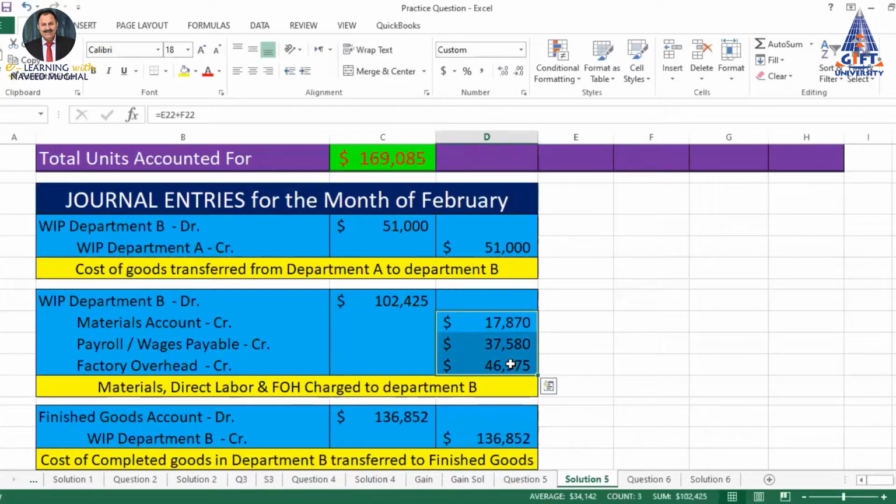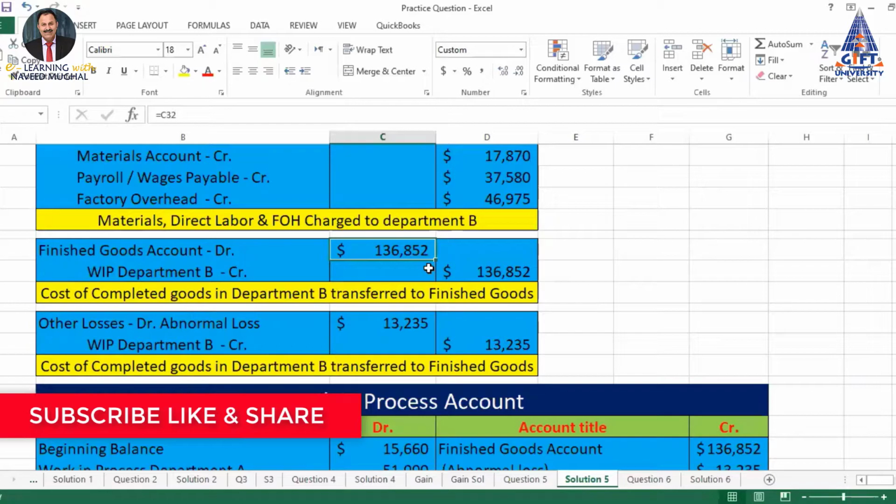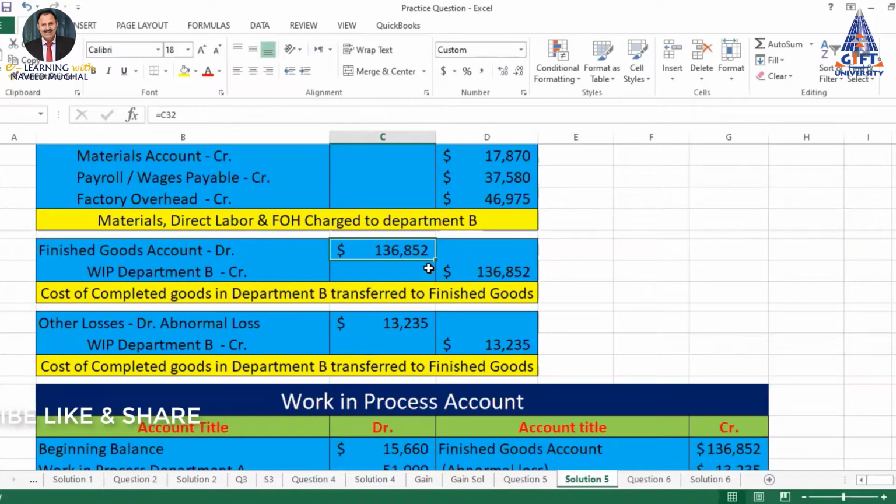When we have the total of these figures, we will have a debit of work in process department B account. So work in process department B account is debited, and materials account is credited, payroll or wages payable account is credited, and factory overhead account is credited. Then finished goods accounts are debited with the completed goods. We have completed the units, that is 10,000 units, and transferred them to finished goods.